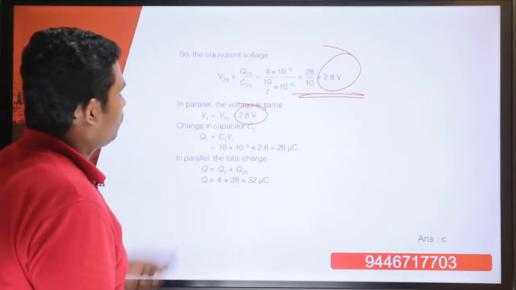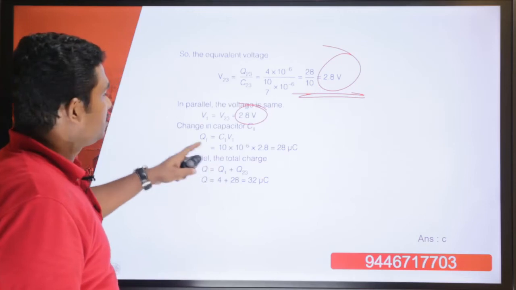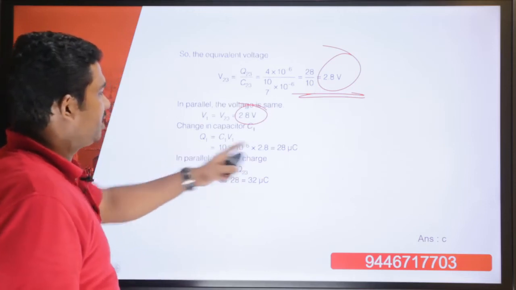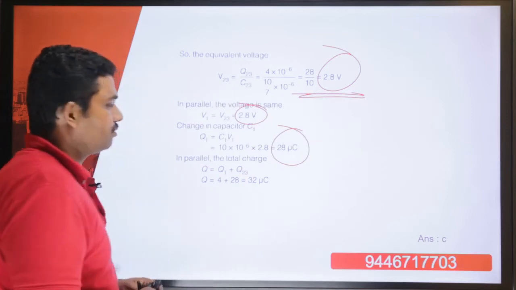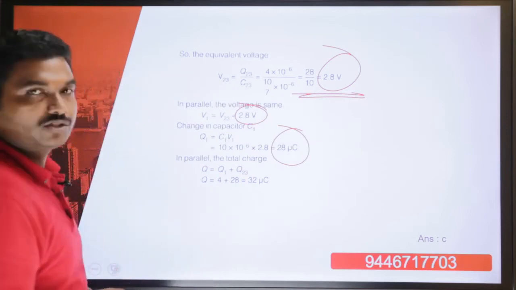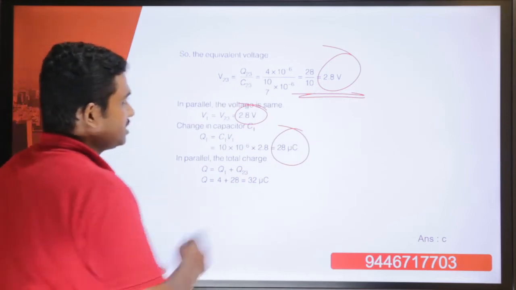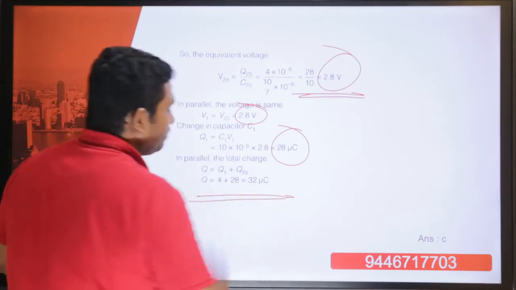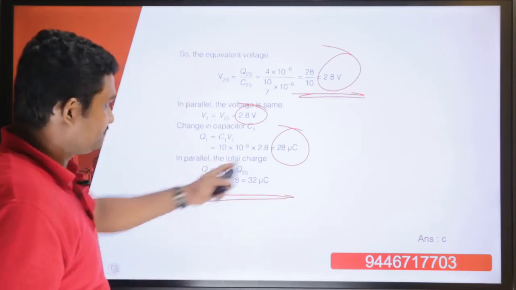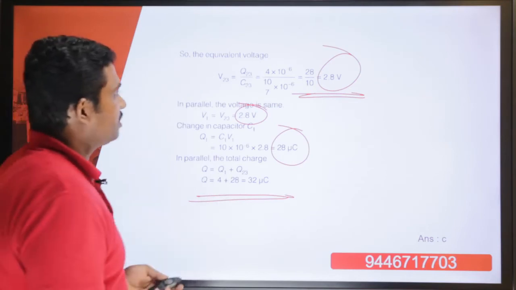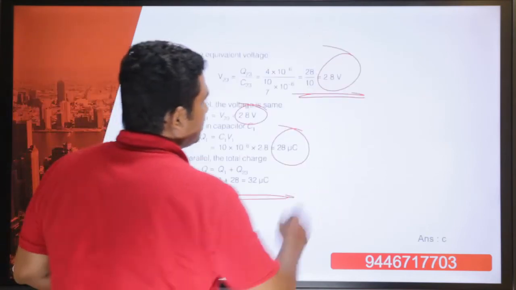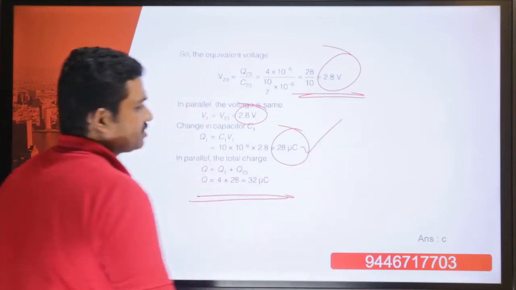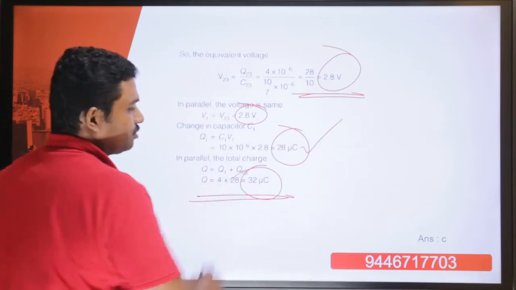Okay, so then what will be the change in capacitance? Q is equal to C1 V1. Then we will be able to find out the value of Q1 as 28 microcoulomb. So what is the total charge? The total charge is the previous 4 microcoulomb plus 28 microcoulomb. So 28 plus 4 will come to 32 microcoulomb.